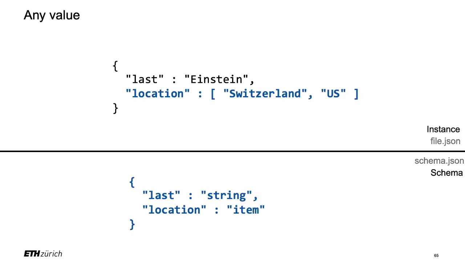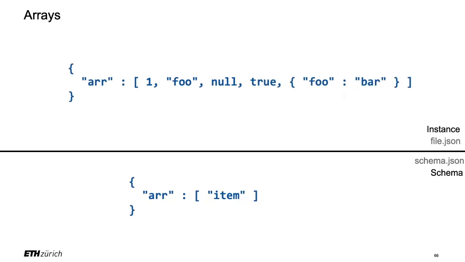Now, how do we allow for any value? We can just use item. Item is a type that can be anything. It can be an object, an array, a number, a date, absolutely anything. So if you say location item, then you accept anything, and an array is anything, right? So in that case, it accepts Switzerland, US.